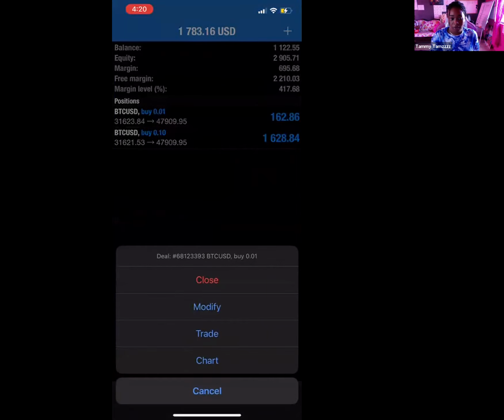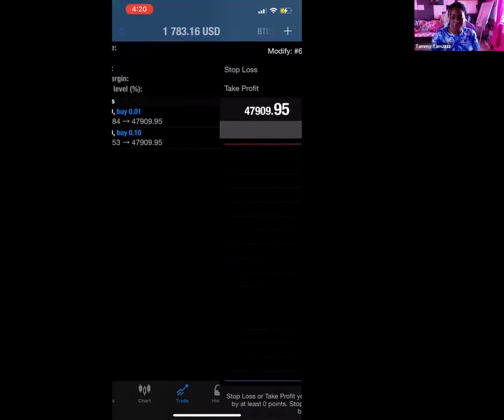So to move your stop loss to break even, you can hold down on the trade. All I did was I put my pointing finger, I touched the trade that I'm in, I hold down on it, and this bar came up, this option came up. You see it says close, modify, trade, chart. What you want to do is hit modify.